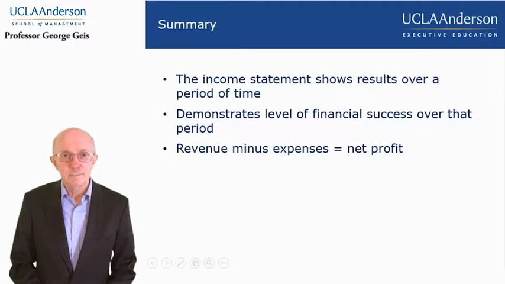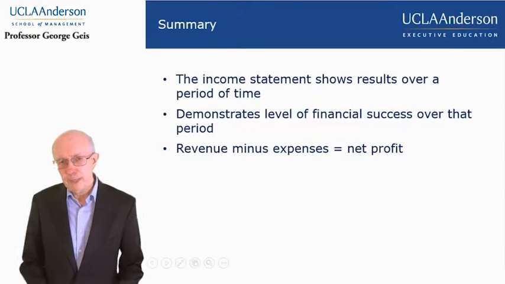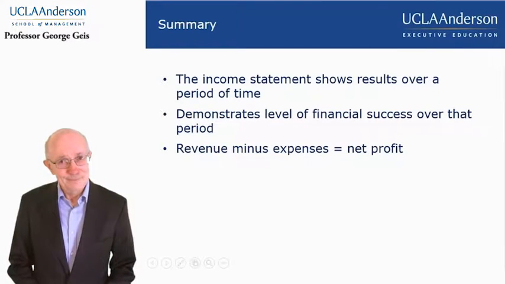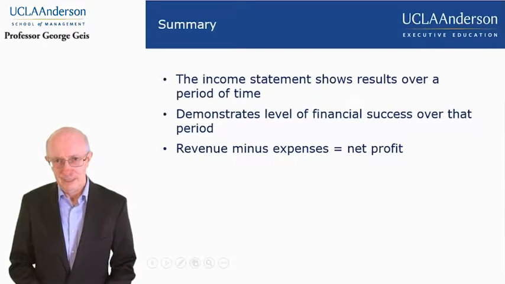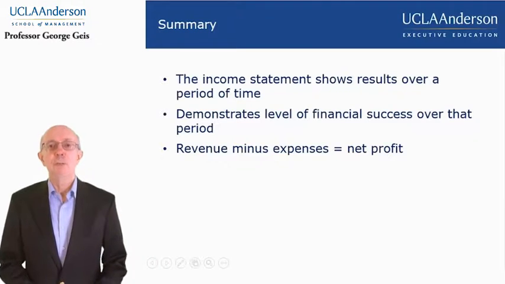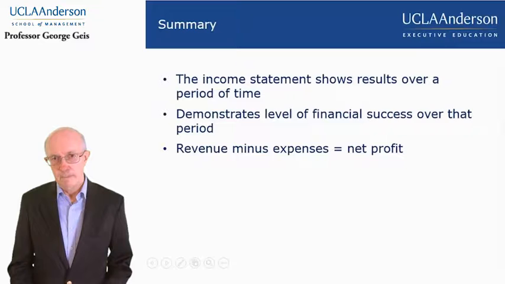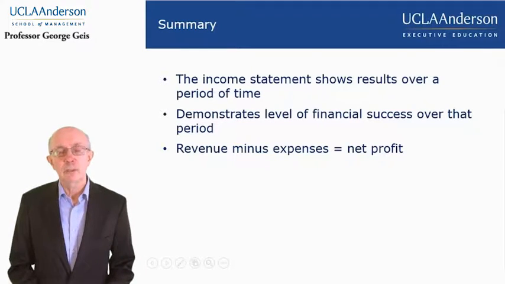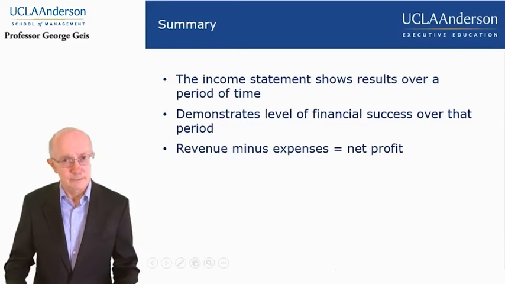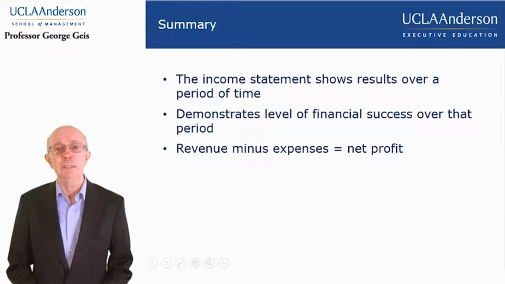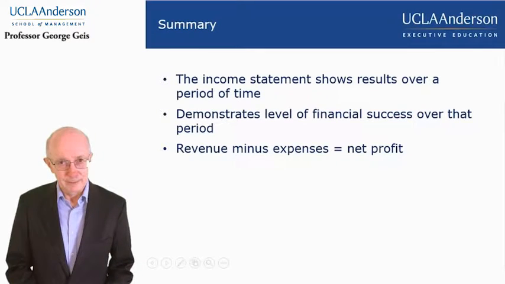So, to summarize, the income statement shows results, profitability results over a period of time. It demonstrates the level of success over that period. Now, as an entrepreneurial venture, you may not have positive net income in the early stages of the venture. It may very well be that you're positioning yourself to build a company. For example, you may be building a sales force. The sales force may not be totally productive in the initial years. They're being trained. You're building a brand. And sometimes you have to put advertising in before you're getting the resultant sales that are associated with that advertising.